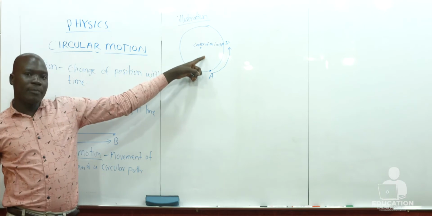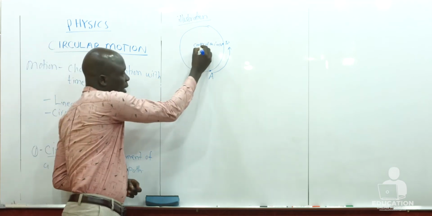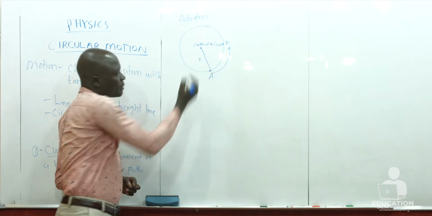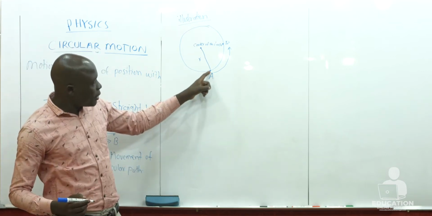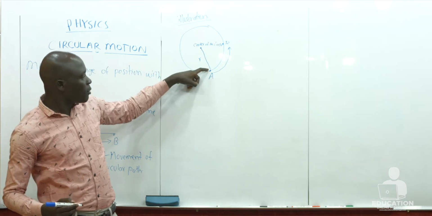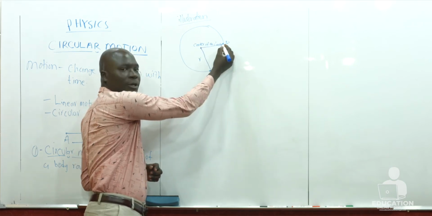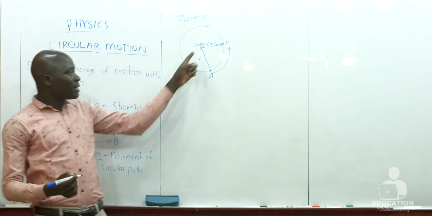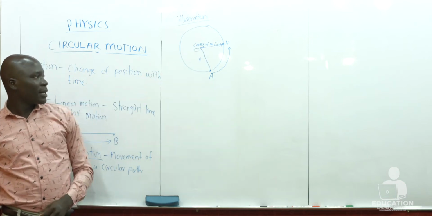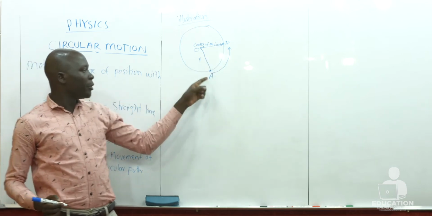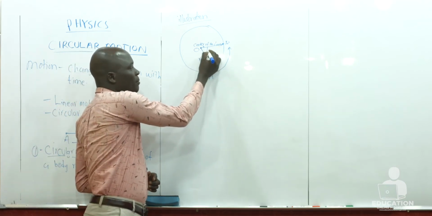Now we have a line that joins the center of the circle to any other point along the circular path, and this line is called the radius of the circle, and we denote it with letter R. As a body moves from point A to point B, it is this same radius that will move also from point A to point B. The center of the circle, we can denote it with letter O to mean the origin. As the body moves from point A to point B, the radius sweeps through some angle, and this angle we can call theta.